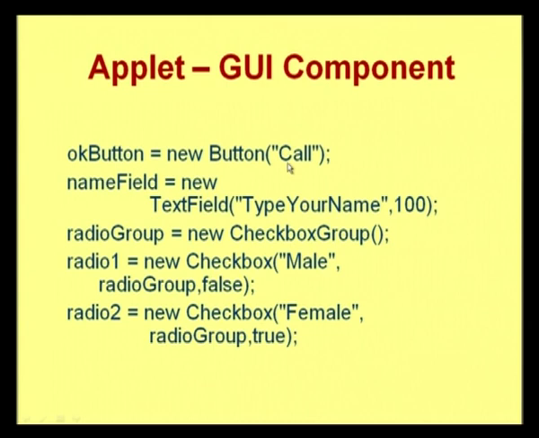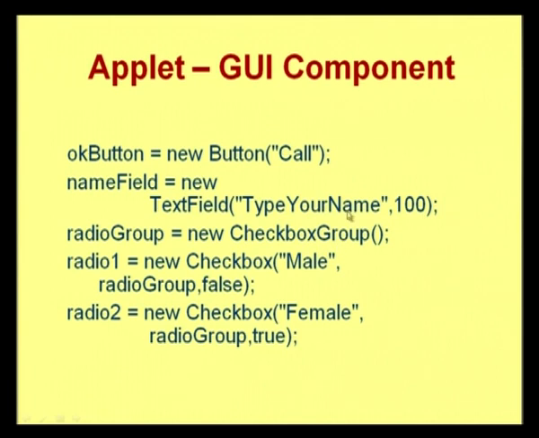You can see here I am creating a new OK button called call, and then my text field in which I have given a default value, type your name, and then I am specifying 100. This is the number of characters that my text field is going to hold. So next is the radio group.